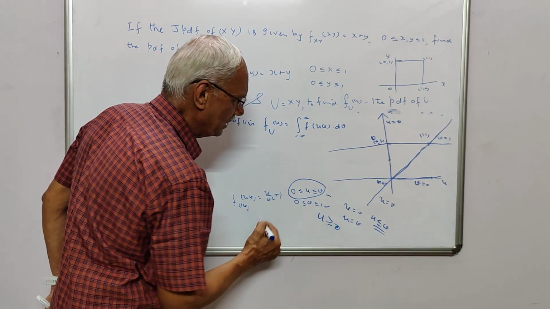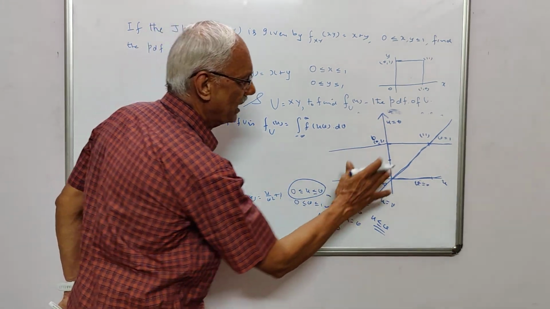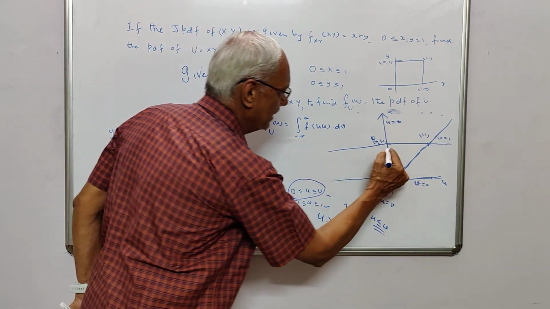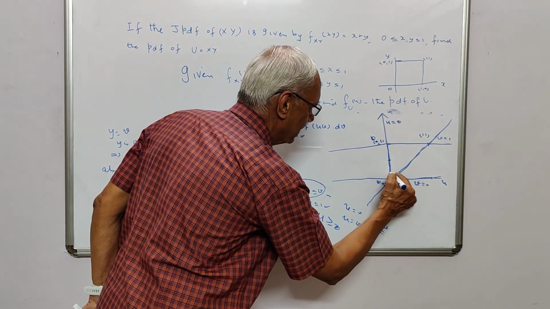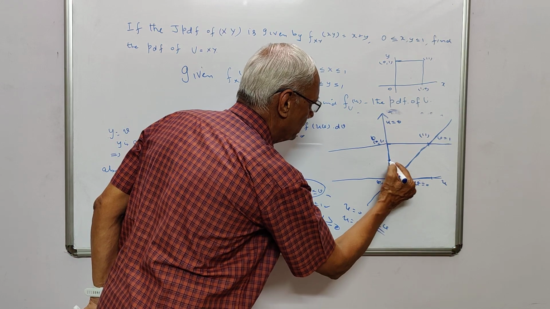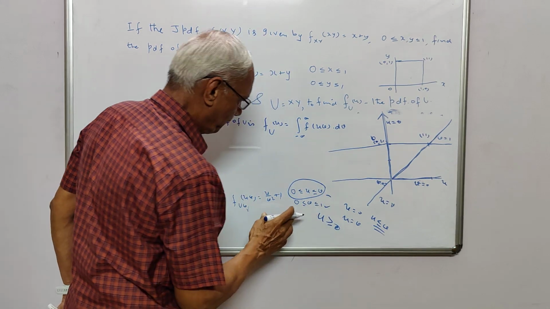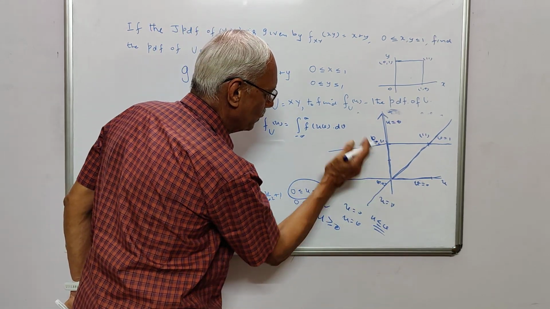This inequation is satisfied only in this region. And so this is the region. You have to take this and shade the full area. But for v, it is 0 to 1.